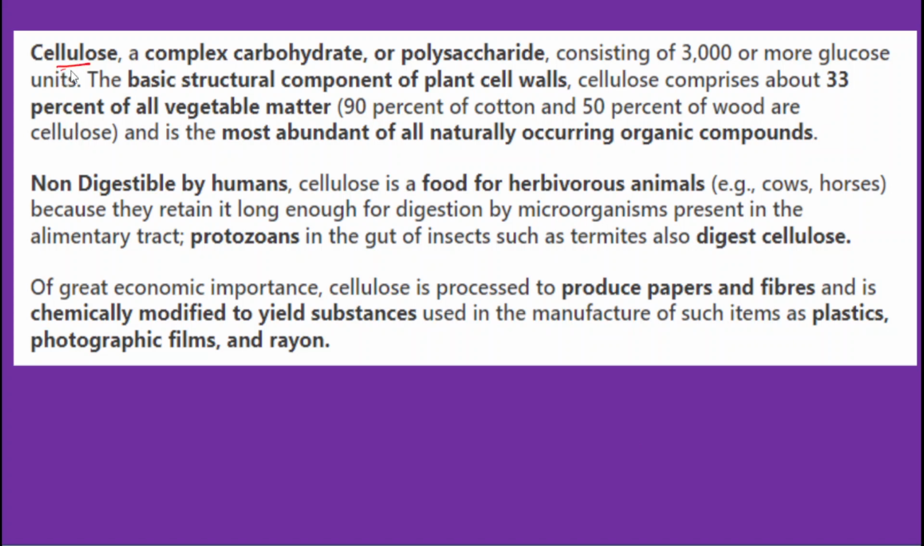Cellulose is actually a complex carbohydrate, or a polysaccharide. It usually consists of around 3000 or more glucose units. Cellulose is present in plants, and 60% of the plant material is made up of cellulose. So it is the basic structural component of plant cell walls. If you look at the plant's cell walls, cellulose is the major component.